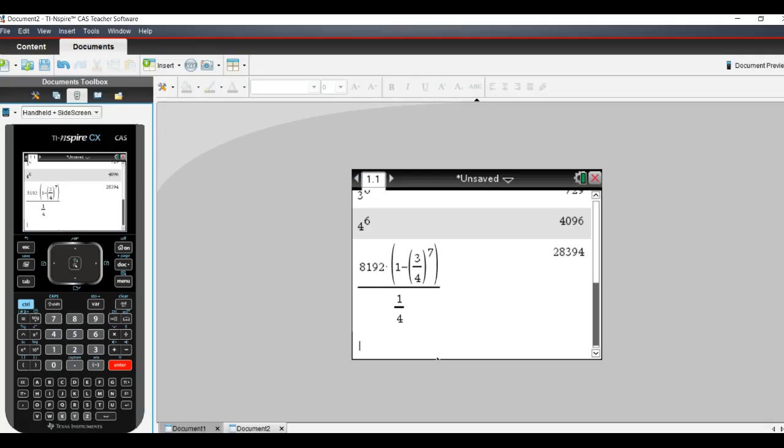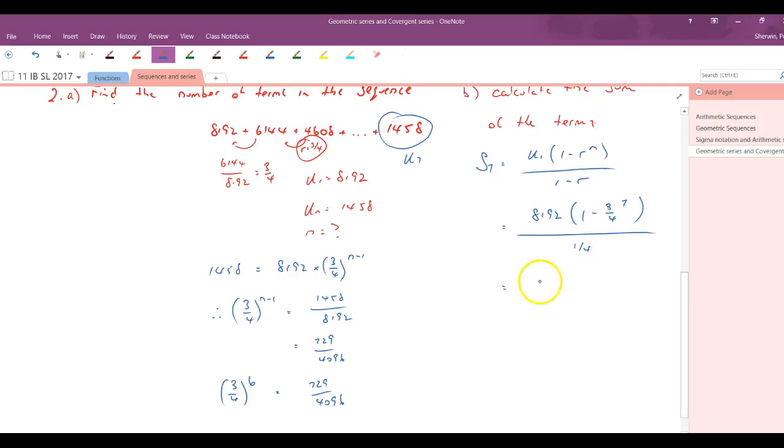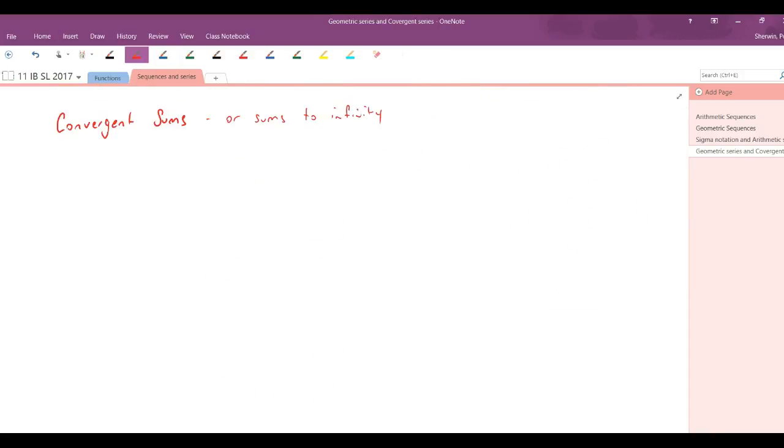Okay, I've just popped that calculation into the calculator. 8192, 28394 is the result. So the sum is 28,394. Okay, just want to have a look now at convergent sums. This concept of sums that can converge on a value, or sometimes called sums to infinity.